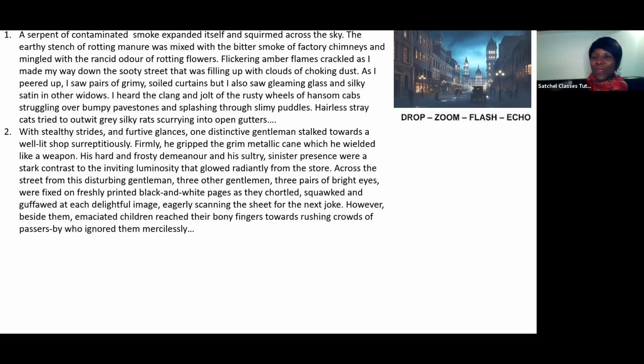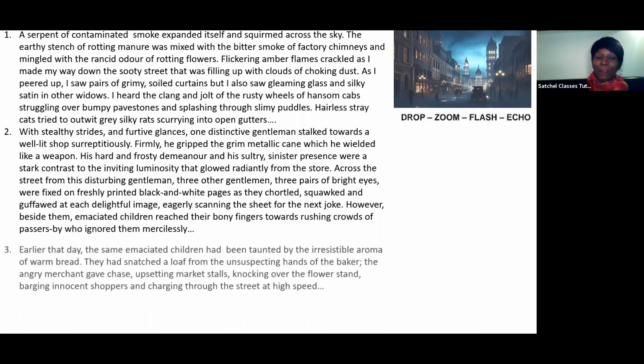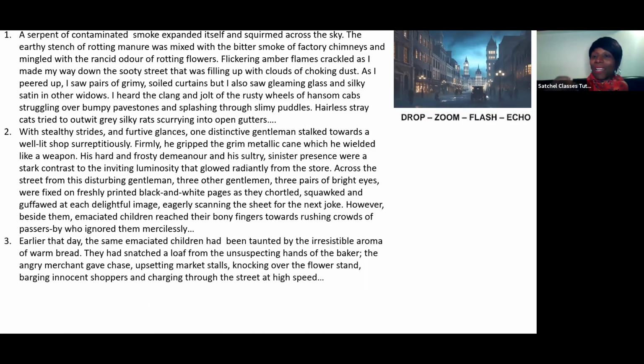So you can see that I'm zooming into different characters, zooming into the beggars as well. And then the third one, I'm going to have my flash.